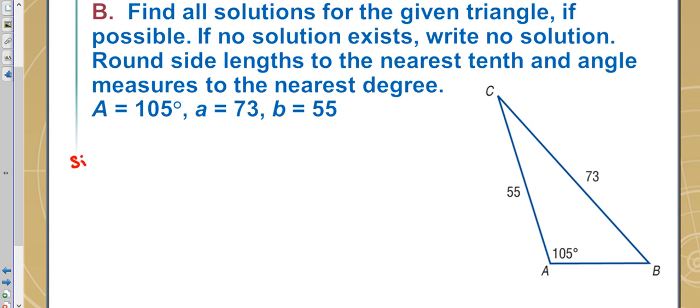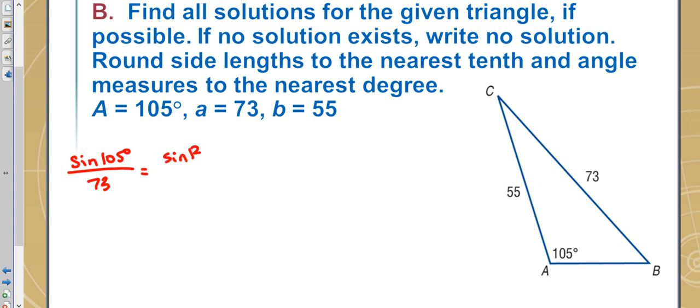Here I have sine of 105 over 73 will equal the sine of any set. So let's see, find the solutions for the given triangle if possible. If no solution exists, write no solution. Round the side lengths to the nearest tenth, and the angle measures to the nearest degree. So we're going to find everything in here. So let's start with angle B.